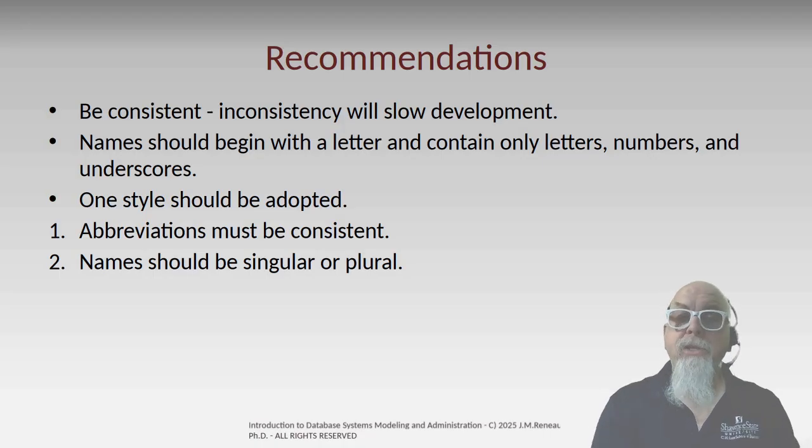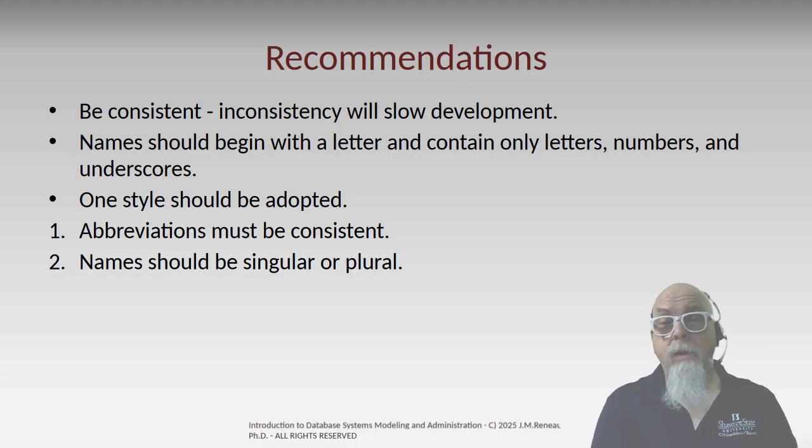This is a list of recommendations that I went over, most of those in the last slide. Again, just be consistent. Inconsistency will cause errors and slow development. Names should contain only letters, numbers, and underscores. Choose a style, use it. Make sure your abbreviations are consistent and that names are all either singular or plural. Customer, customers, order, orders, item, items, that kind of thing. Just be consistent. That's the most important part in any model.